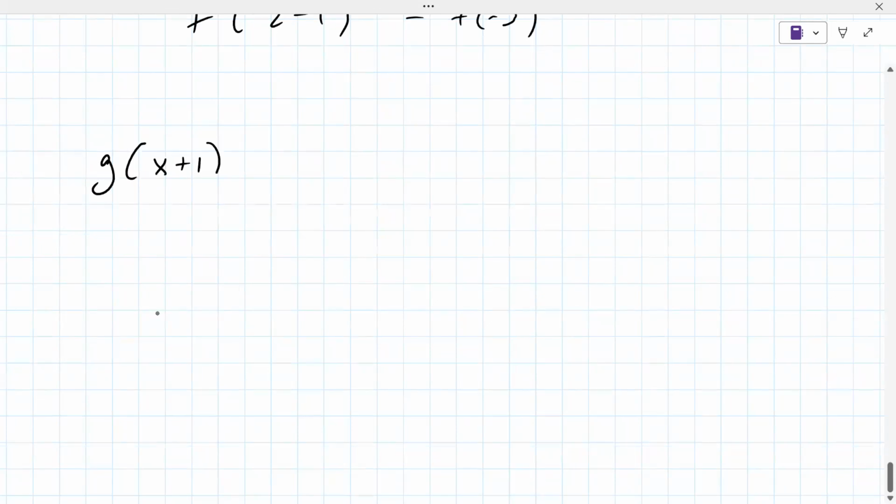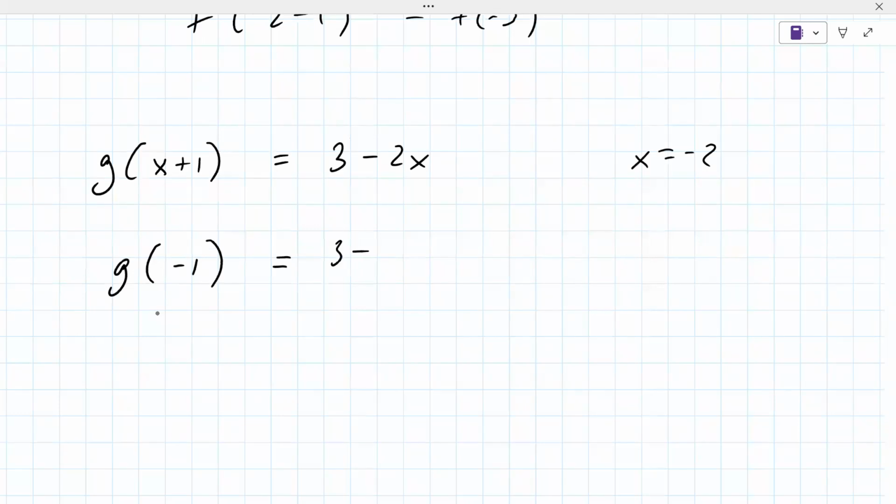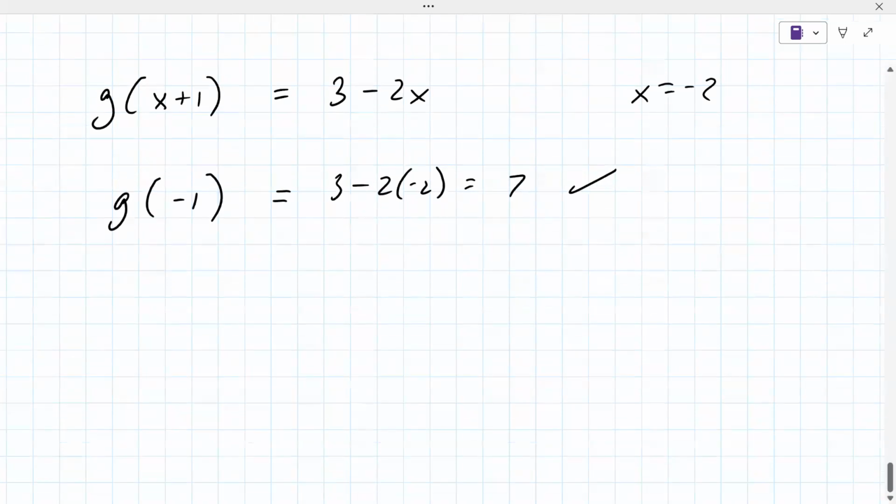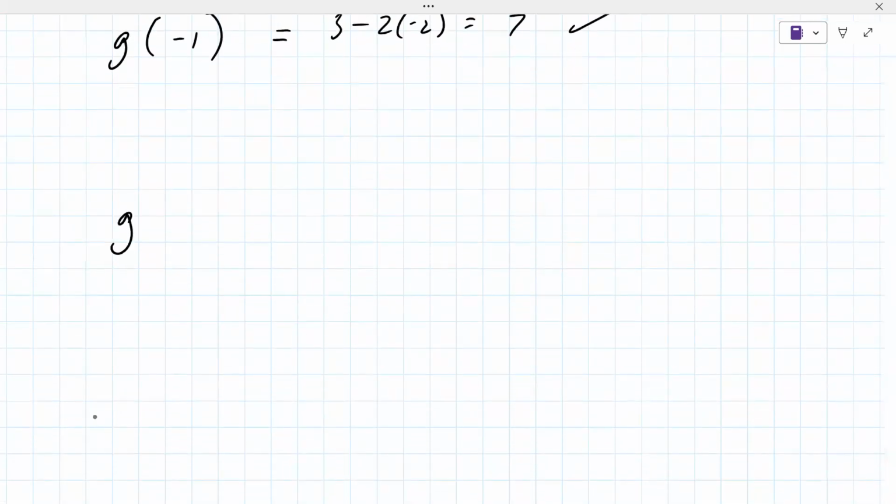Okay, so let's try kind of a related problem. Let's say g of x plus 1 equals 3 minus 2x, and I want g of -1. Seven. Okay, so x ends up being -2. 3 minus 2 times -2 is 7. Good.